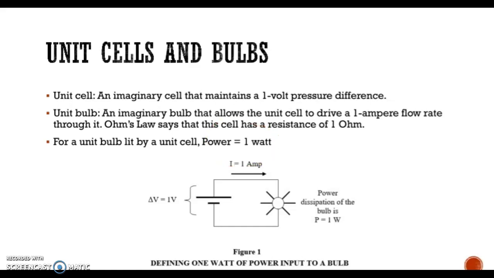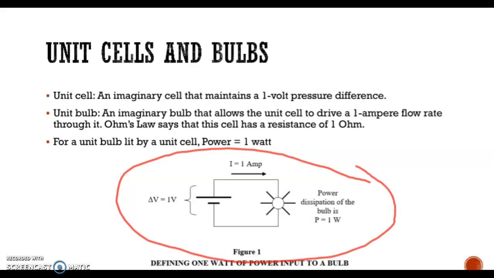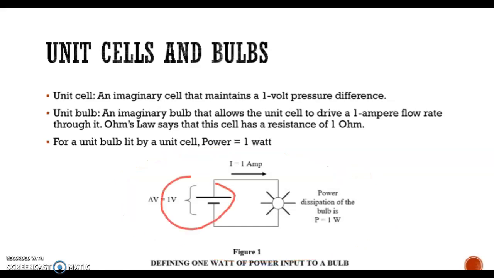So if we have a small little circuit right here where we have 1 volt on our battery and 1 amp of current, we get 1 watt of power dissipated by our light bulb. Okay, so again, 1 watt in electrical power is defined to be 1 volt and 1 amp doing whatever it does.